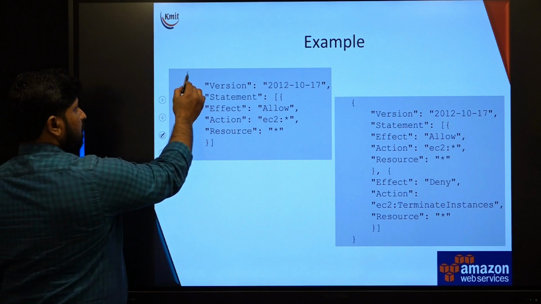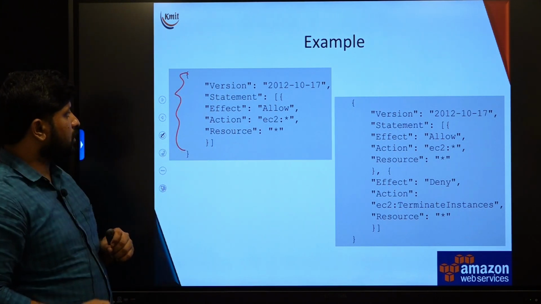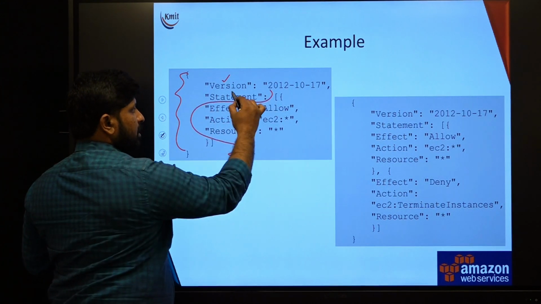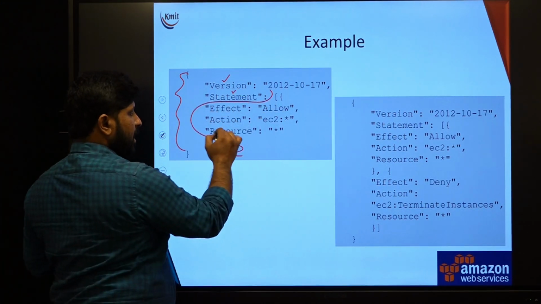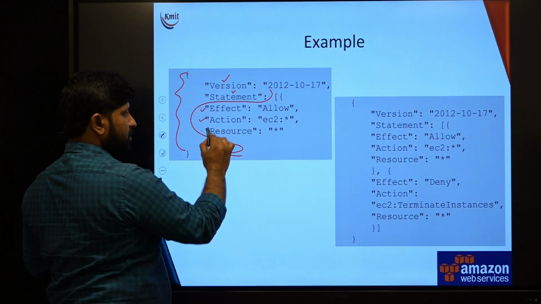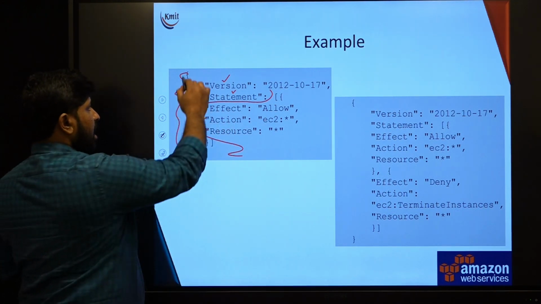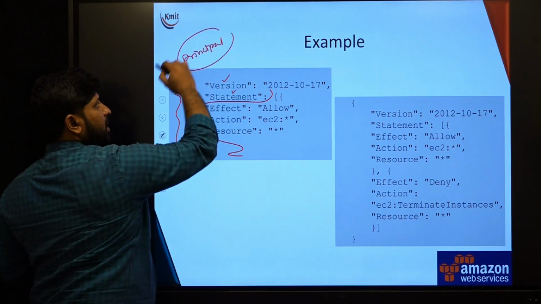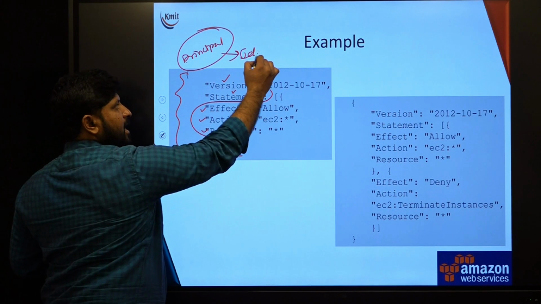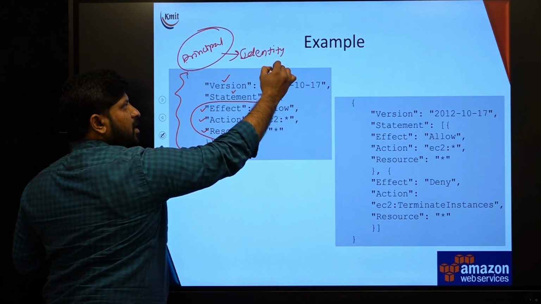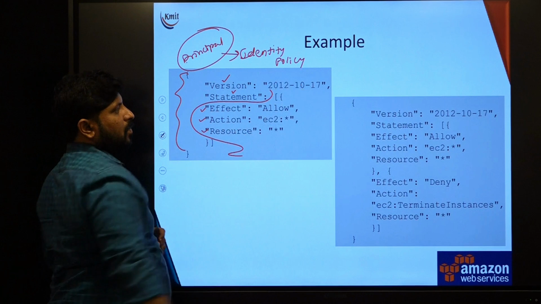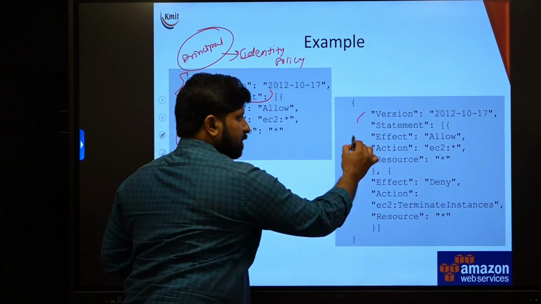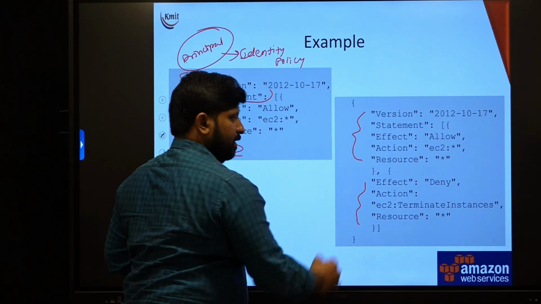So, this is a small format of how the JSON looks, where we have a version, and an array of elements which is said to be a statement. In the statement, we have effect, action and resource, and on top of this we give a name, which is the principal, referred to as the identity of a particular IAM policy. Same over there, where this is allowed and this is denied.